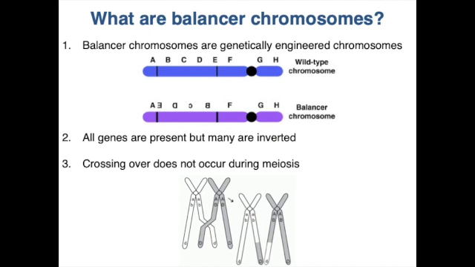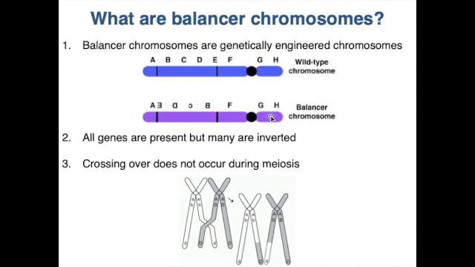Just another review on balancer chromosomes. Everyone seemed to understand this pretty well, but these are the three qualities that you should really keep in mind when thinking about balancer chromosomes. That they are genetically engineered. They're not naturally occurring chromosomes.